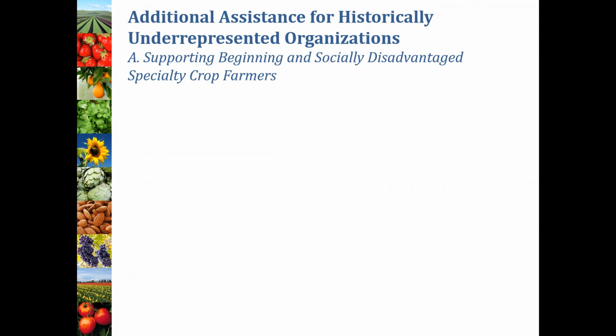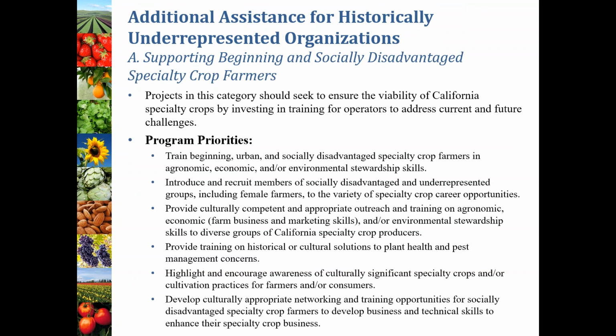Category A is supporting beginning and socially disadvantaged specialty crop farmers. Projects in this category should benefit beginning and/or socially disadvantaged specialty crop farmers through education and training, and seek to ensure the viability of California specialty crops by investing in training for operators to address current and future challenges. There are 6 program priorities in this category.